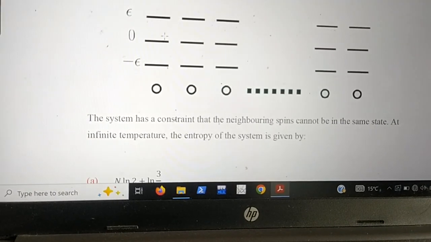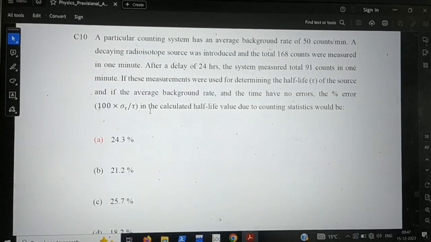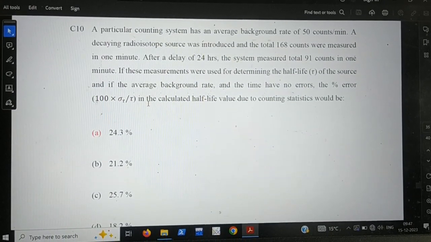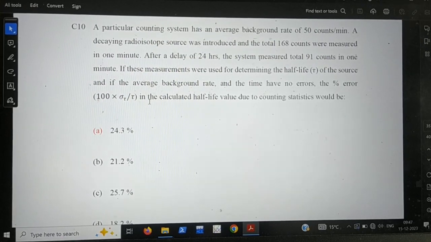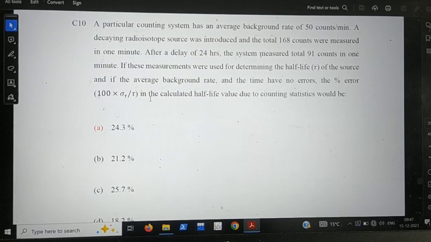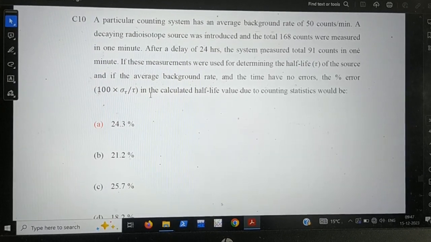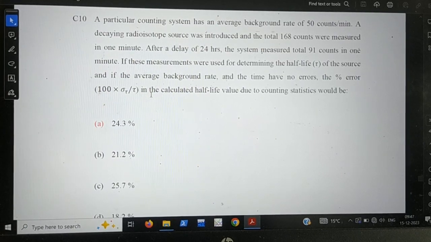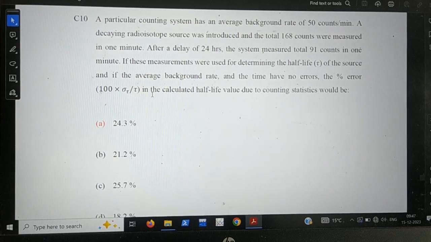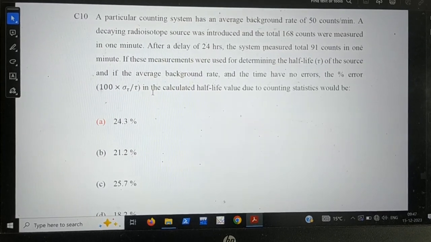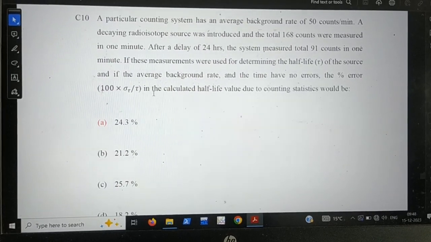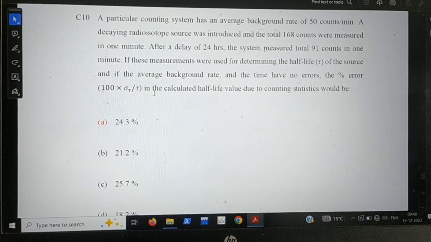A particular counting system has an average background rate of 50 counts per minute. A decaying radioactive source is introduced, and a total of 160 counts were measured in 1 minute. After a delay of 24 hours, the system measured a total of 91 counts in 1 minute. If these measurements were used for determining the half-life tau of the source, and if the average background rate and the time have no errors, the percentage error in the calculated half-life value due to counting statistics would be.